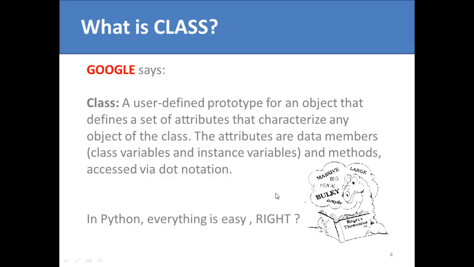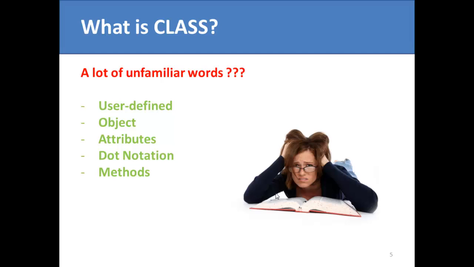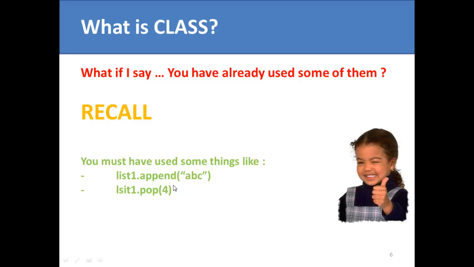So, in Python, everything is easy. Let's have a look. Now we have a lot of unfamiliar words like user-defined, object, attributes, dot notation, and methods. What are these? You need not worry. I will explain them one by one.